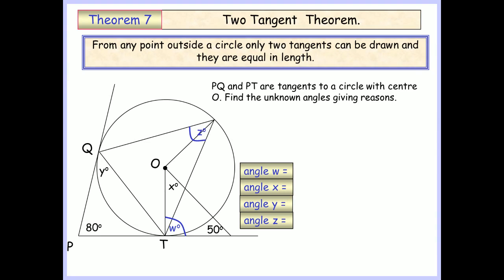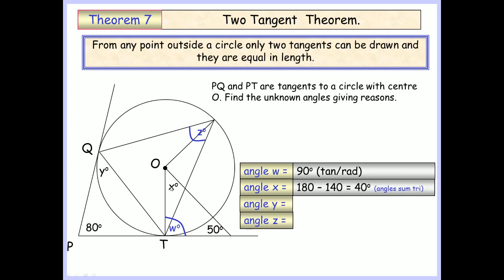So we're going to start with w. It's 90 degrees again because of the tangent radius rule. We've x. Well, we have a triangle here. That's 90, that's 50. X is going to be 40 because that's what's left over.